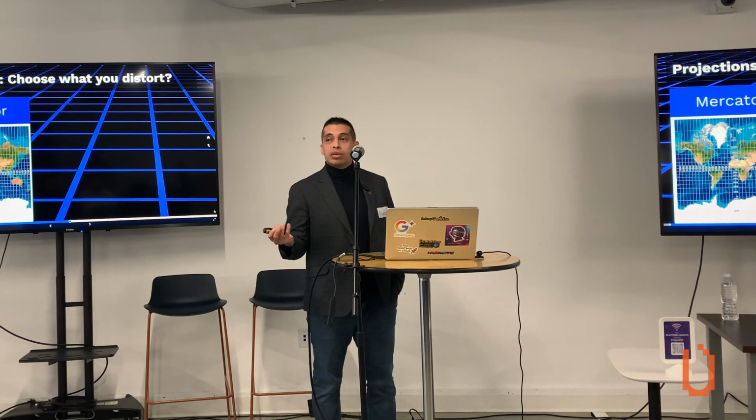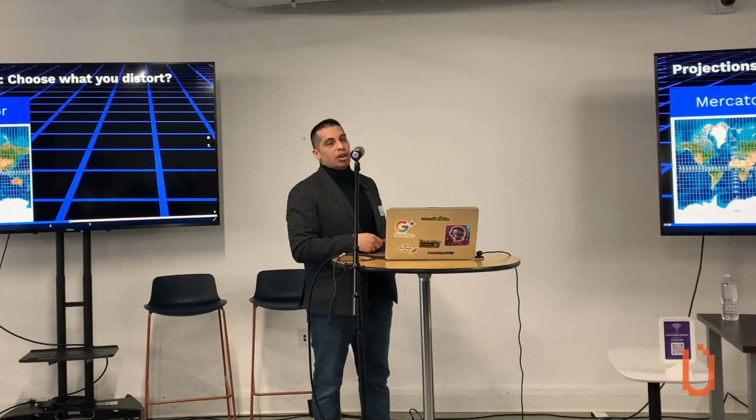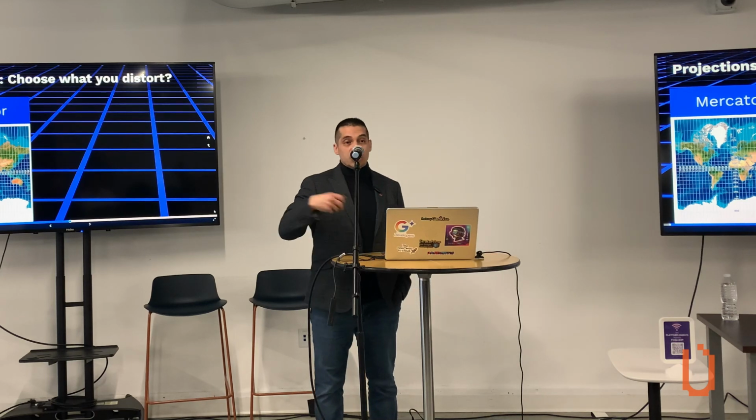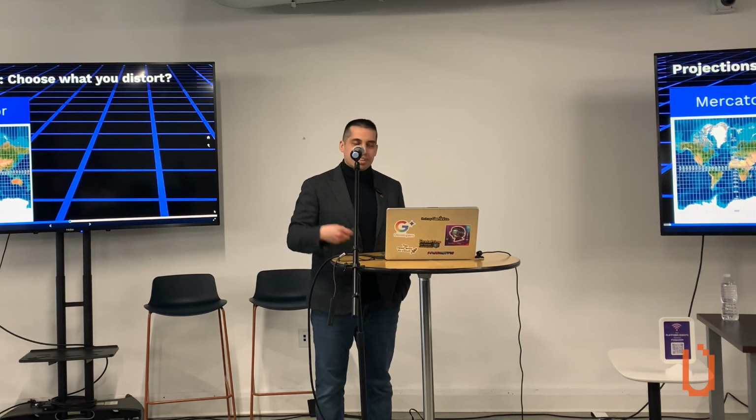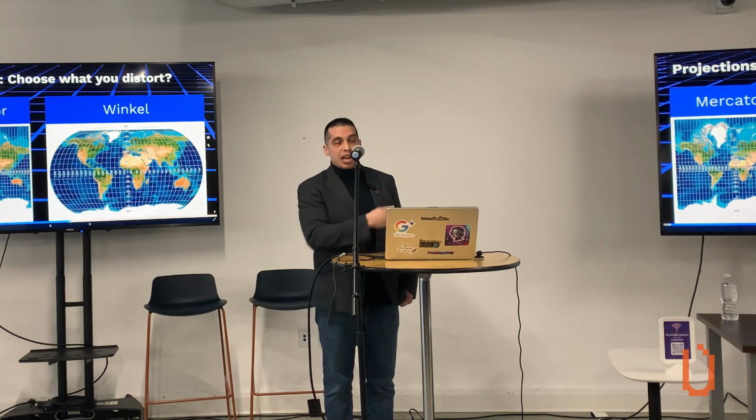Flat maps are probably what you're used to, what you've seen. This one's called Mercator. With all these flat maps, because you're putting a 3-dimensional surface onto a 2D surface, you have to choose what you're going to distort. Size, shape, often both. But that's not the only kind.